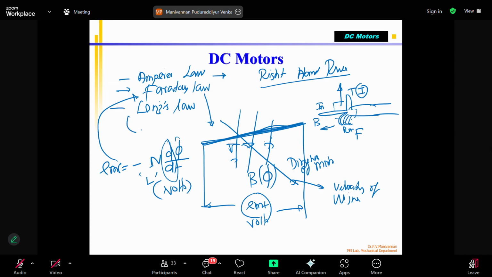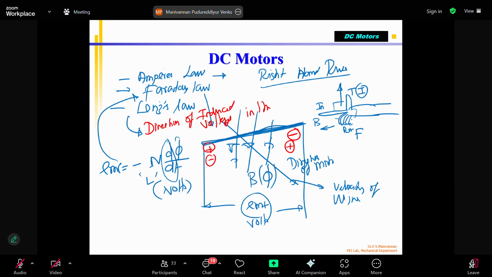Similarly, Lenz's law. Any motor, whether AC motor, DC motor, or any other, these three principles are working. That's why I'm telling you. Lenz's law talks about the direction of the induced voltage in the wire. That means whether this side will be plus and this side minus, or this will be plus and this will be minus. That is decided by Lenz's law.